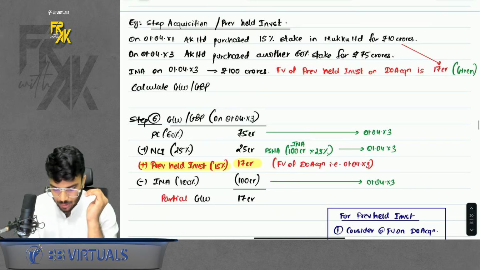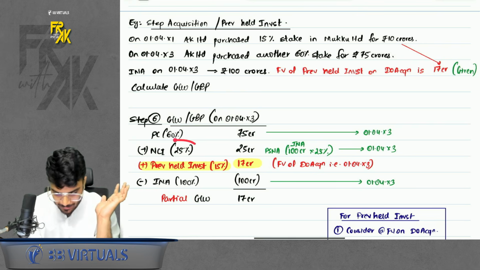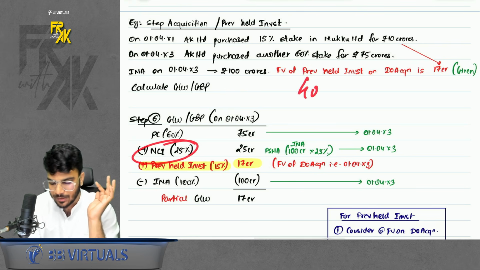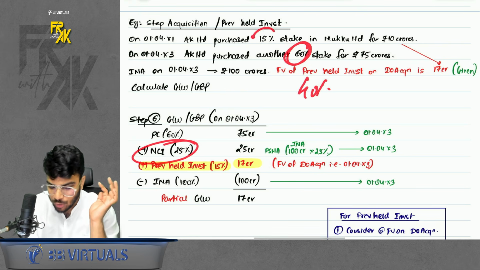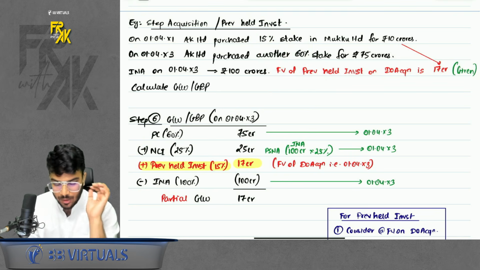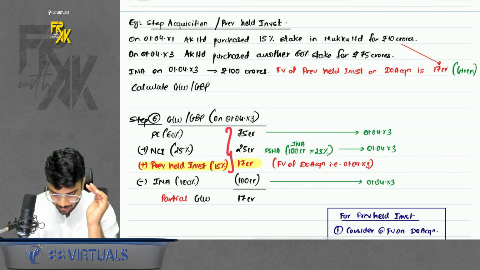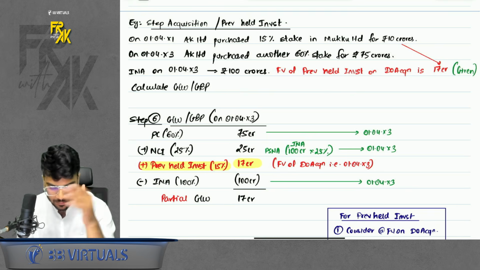Now what will you do? You will take PC only for 60%, whatever you acquired today, plus NCI. NCI won't be 40%. See, apart from 60%, you also have 15%. So NCI is only 25%. But you will also add one more item, that is previously held investment. Why will you add this? Because remember, we want to compare 100% with 100%. So add it, previously held investment.